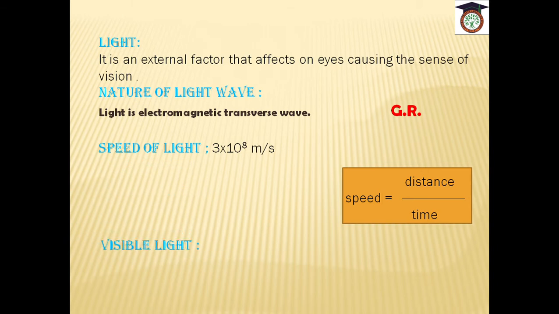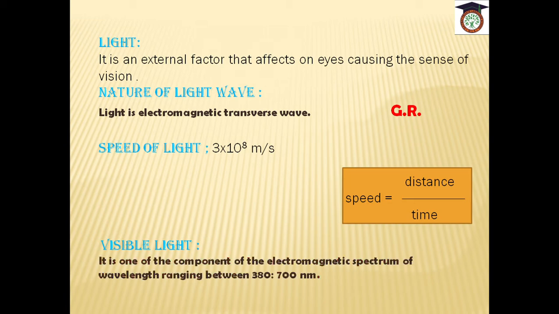Visible light. The light that we can see. All the light waves coming from the sun contain a lot of light waves, but the only light waves that can be seen are called visible light. Why? Visible light is one of the components of the electromagnetic spectrum, or the light coming from the sun, which has wavelengths ranging between only 380 to 700 nanometers.